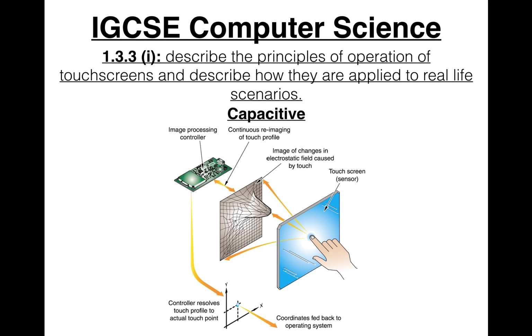A capacitive touchscreen device looks like this. There's the microprocessor, there's the screen, and an electrostatic field caused by touching the screen, and coordinates are fed back. It's kind of like this.